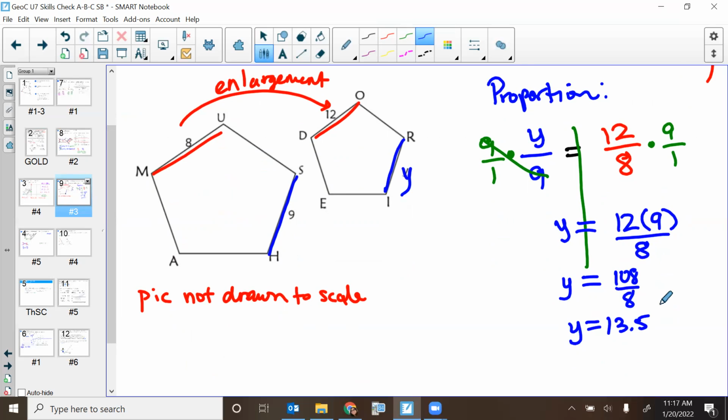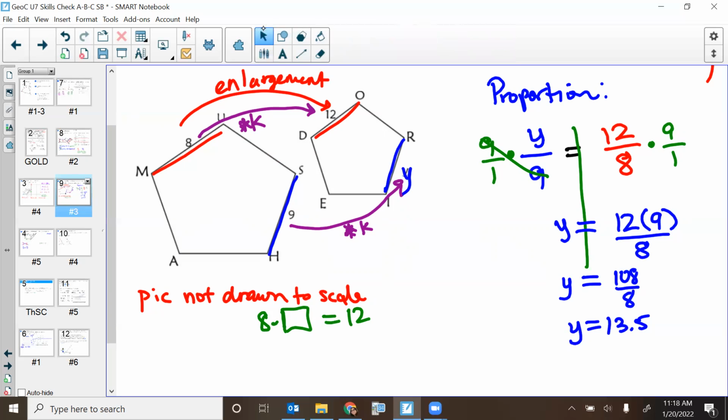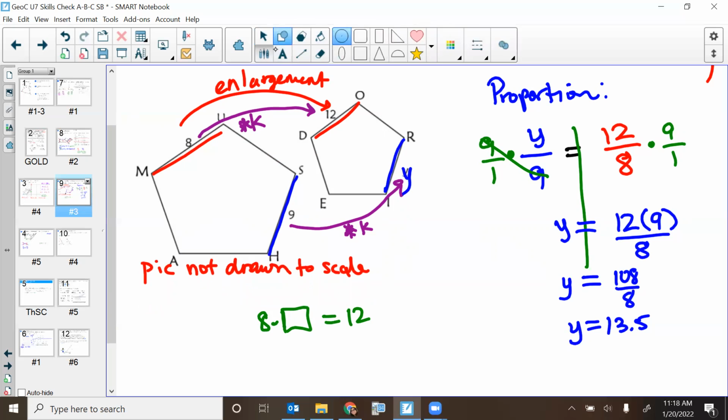If instead I wanted to do it using scale factor, I would note that this is an enlargement. So that means when I do 8 times my scale factor, I should get 12. And when I do 9 times that same scale factor, I should get y. So a shortcut, instead of finding the scale factor, is to just say 8 times what is 12, and whatever that is, that's my scale factor. Okay, so whatever is in that box is my scale factor.